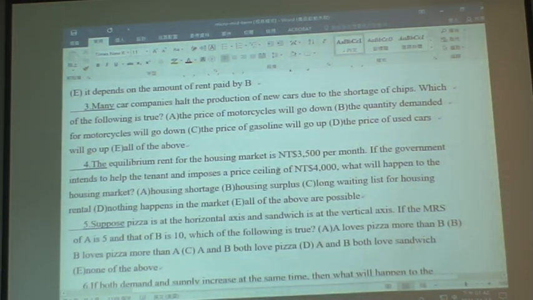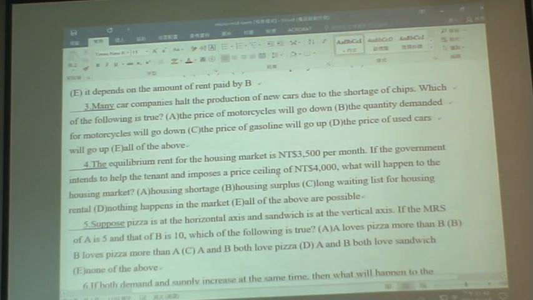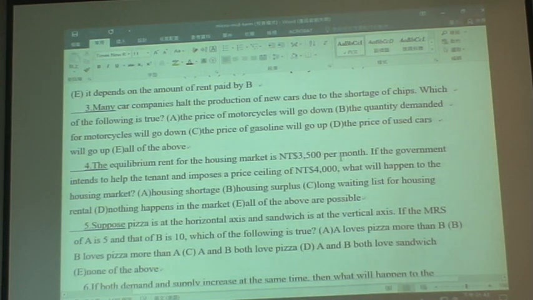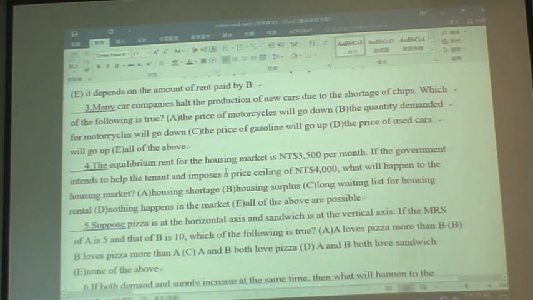The equilibrium rent for the housing market is $3,500 per month. If the government intends to help the tenant and imposes a price ceiling of $4,000, what will happen to the housing market? Nothing happens in the market. Why? Because of the housing equilibrium, right? The equilibrium price is 3,500. So the market price is 3,500 and you impose a price ceiling of $4,000, right? If you can get a house for 3,500, will you get one for 4,000? Of course not. So question 4, the answer is nothing happens in the market.